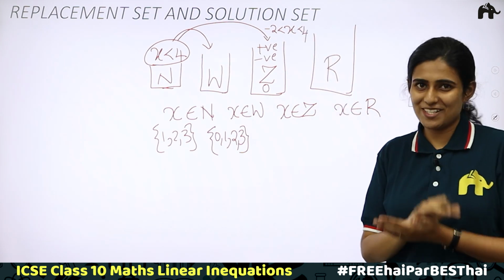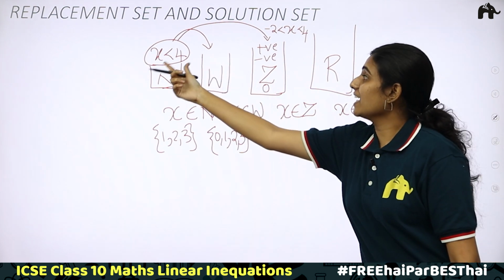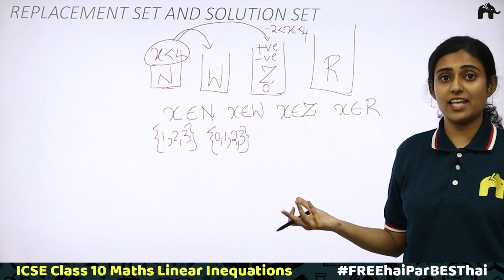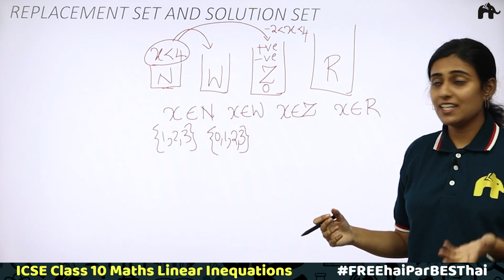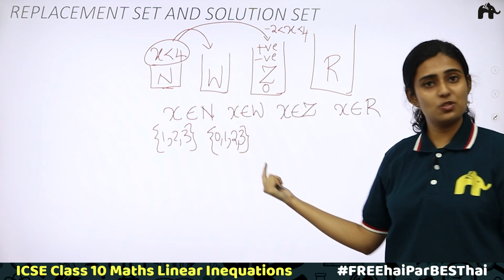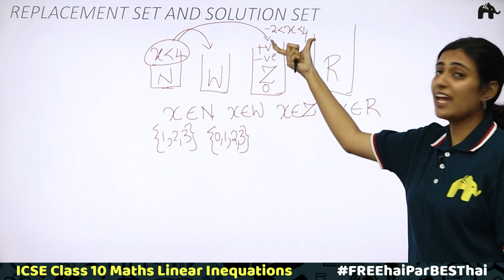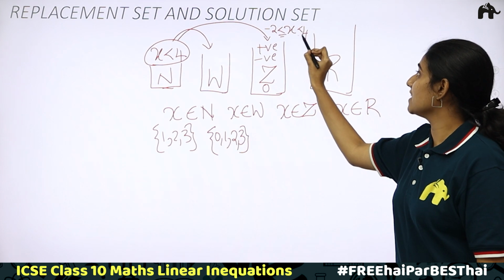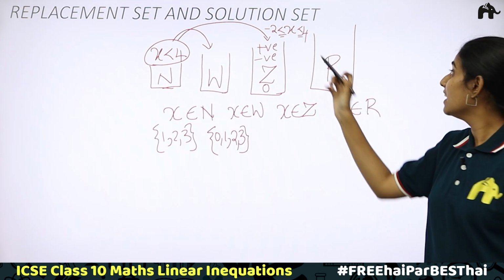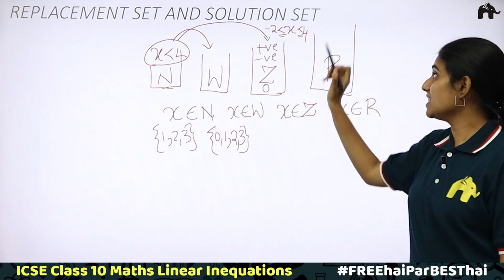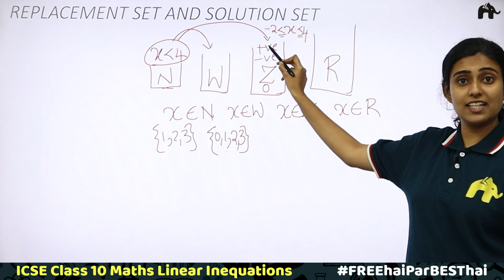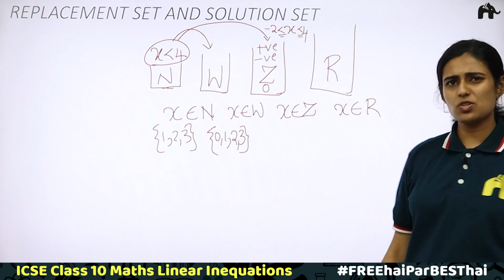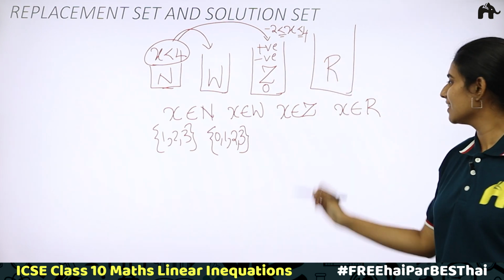Options get limited. If it was just x less than 4, then I had plenty of options. I can choose any negative number, 0, or the numbers 1, 2, 3. But here I am giving another condition. That is, I am including two inequalities, less than and greater than. X is a number that is greater than -2, and X is a number that is less than 4. In that case, what is our solution set?